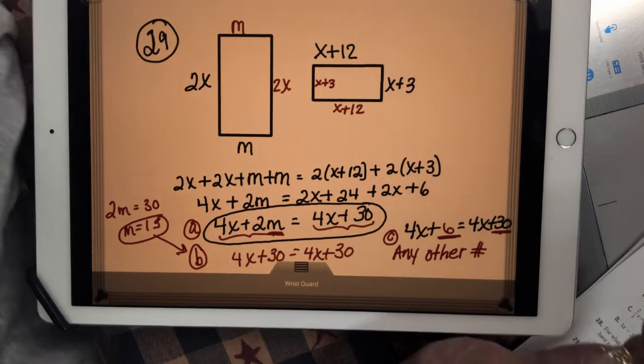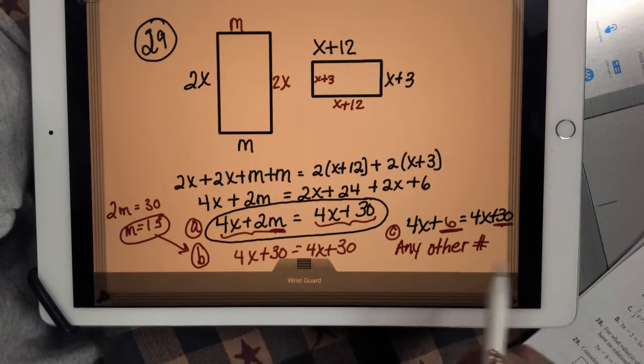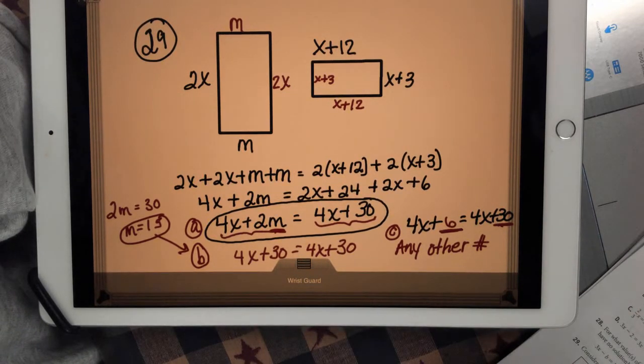There's infinitely many possibilities that wouldn't work. The only way it does work is if m is 30. If m is anything else, it doesn't work.